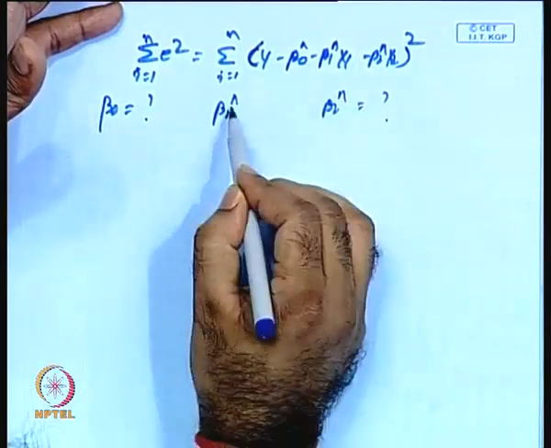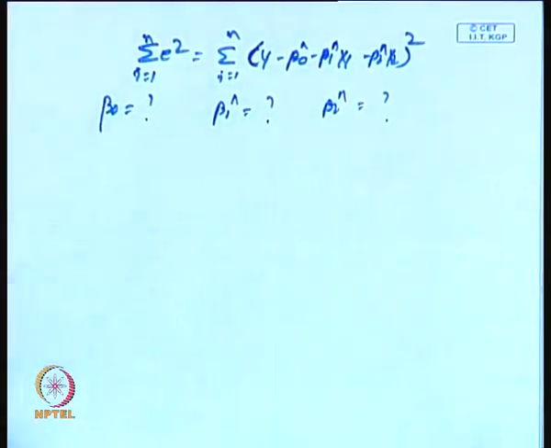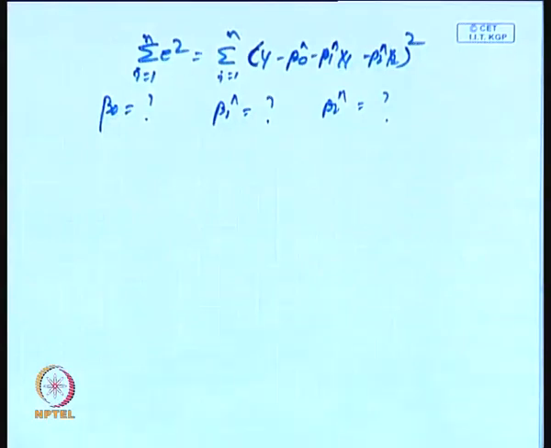Okay, so these are the 3 specific objectives: to have the estimated value of beta 0 hat, the estimated value of beta 1 hat, and the estimated value of beta 2 hat. Accordingly, we have to apply Euler's technique, and the way we minimize, obviously, we have to touch the necessary condition and the sufficient condition.